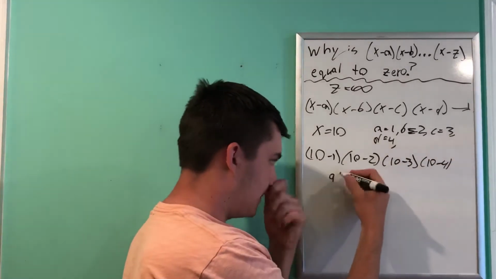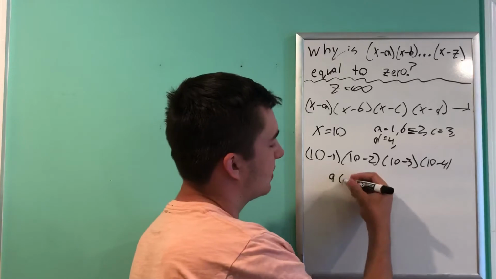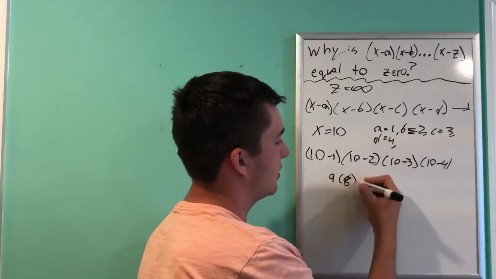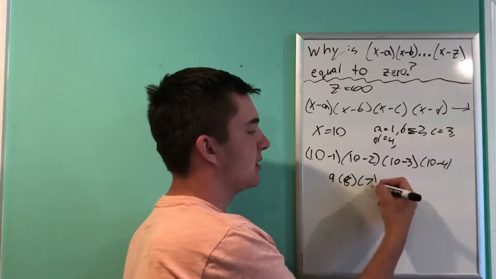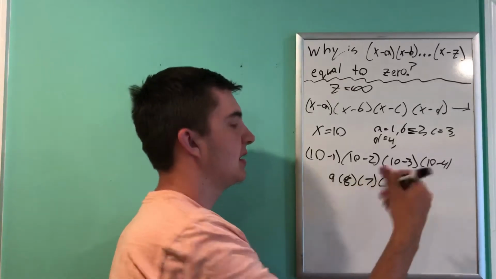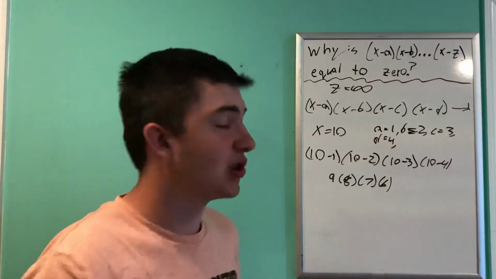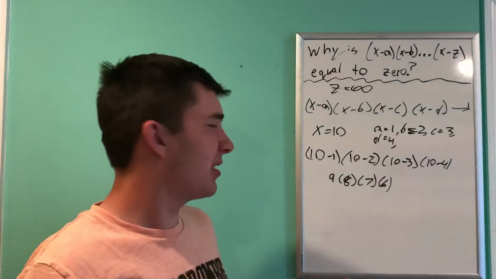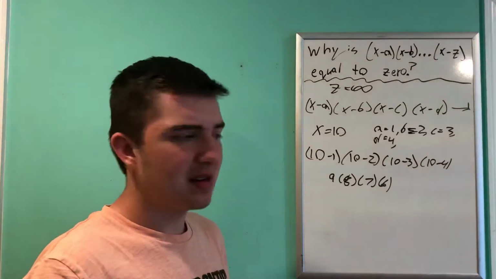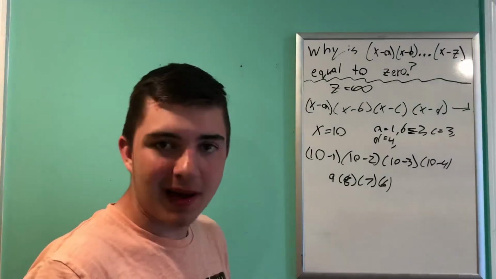So this gives us 9 times 8 times 7 times 6. That's a lot to take in. I can't even do that multiplication in my head, so that's tough. How are we going to prove it's 0 if we can't even do that? Well, I don't think it matters.